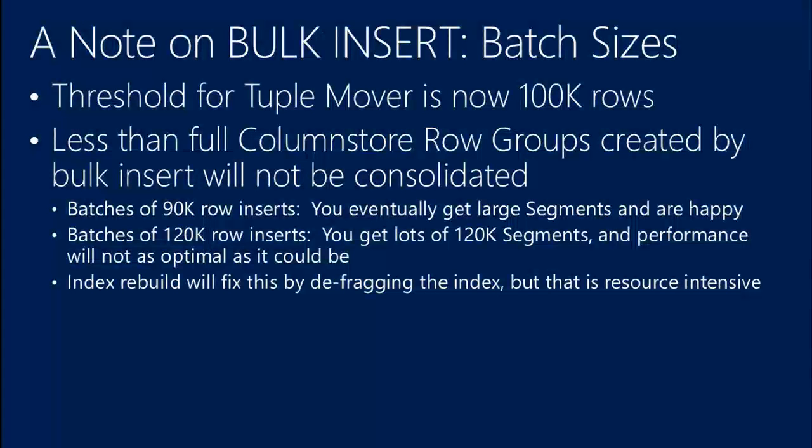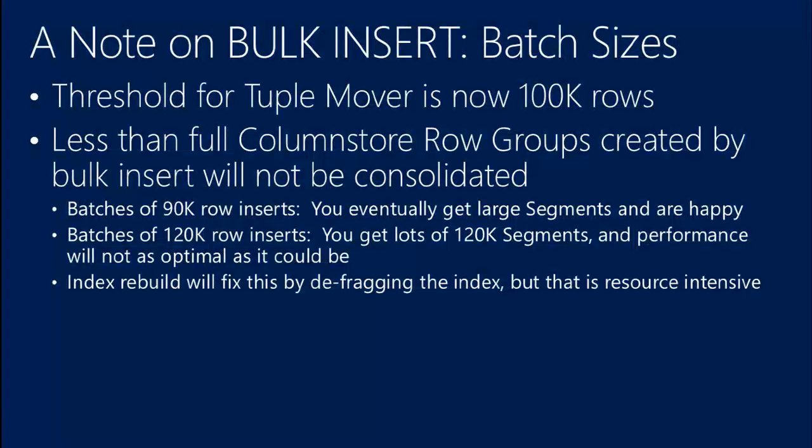And so you'll get a bunch of segments of 120,000 rows as opposed to the 1 million rows that is ideal. All you need to do to fix that is just go ahead and rebuild the index when you want to. But it kind of gives you an idea of if you're going to leverage clustered columnstore indexing, then you really want to have an idea of what those batch sizes are that you're inserting. And if they're going to be less than 100,000 rows, you're probably okay.